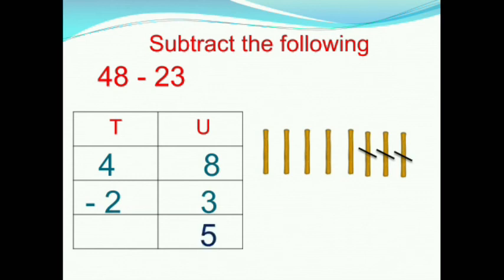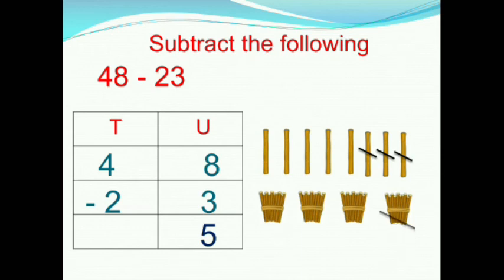Now, we should subtract the digits in the tens place. They are 4 and 2. First number is 4. So we will put 4 bundles of 10 sticks. Next number is 2. So we will cut 2 bundles. Now, how many bundles are remaining? 1, 2. 2 bundles are remaining. So we will write 2 in tens place. Therefore, 48 minus 23 is equals to 25.